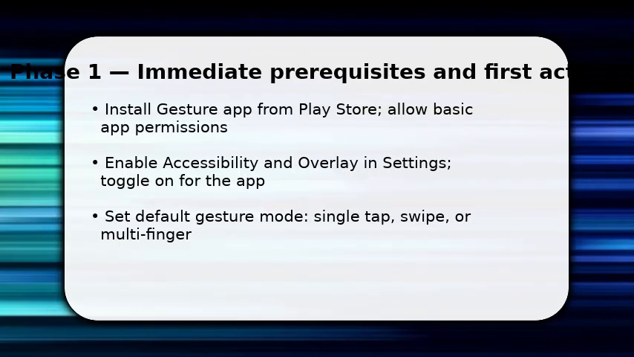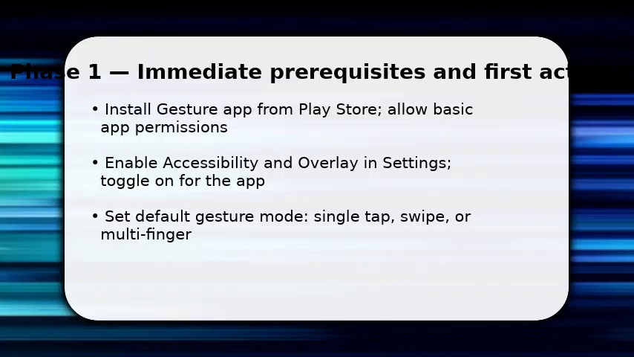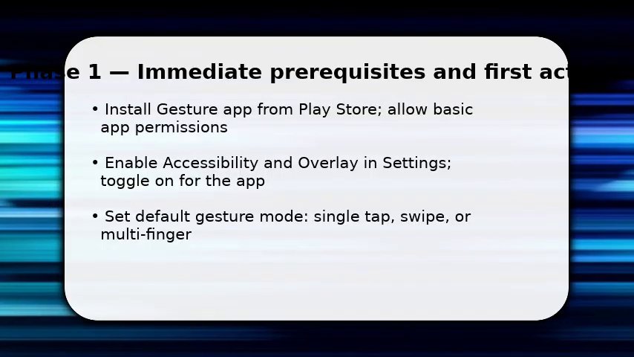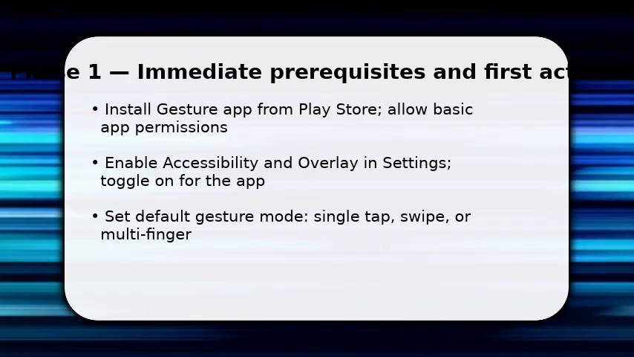Next, launch Gesture and choose a default gesture mode, single tap, swipe, or multi-finger, because that determines how you map actions. Once done, create your first gesture profile, name it, and save. This sets a working baseline. You will refine mappings in the next step.